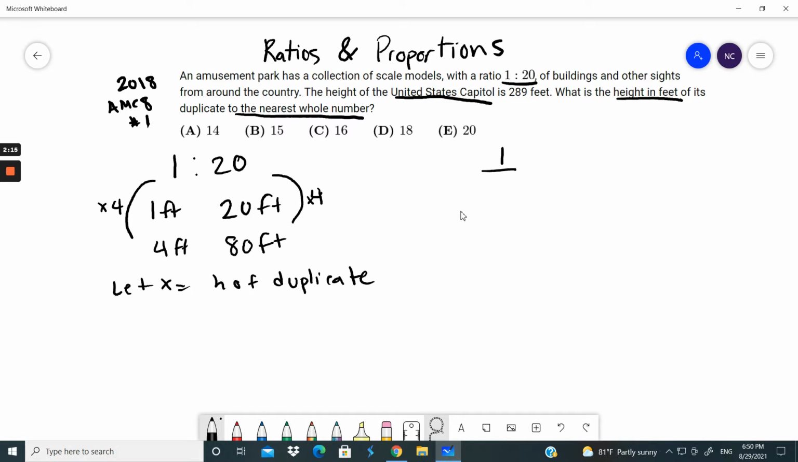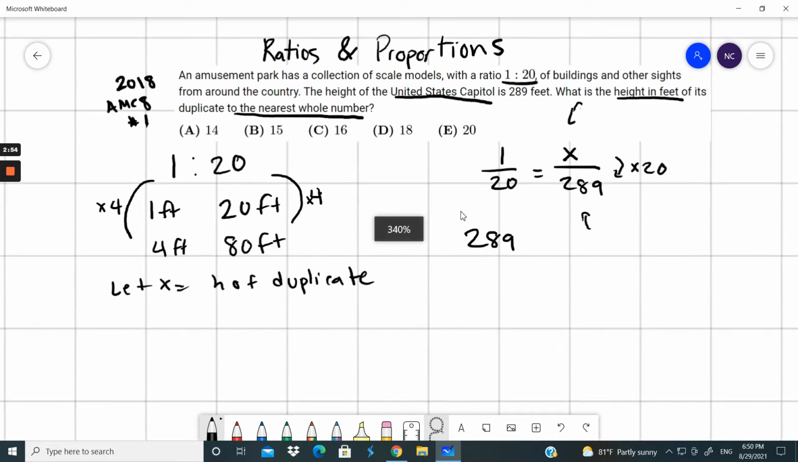The ratio of 1 to 20 is going to be equal to the ratio of the height of the duplicate to 289 feet. Why? This is going to be the height of the scale model, and this is the height of the real thing. Given that it follows this ratio of 1 to 20, this would mean that x must be 20 times less than 289, and 289 is 20 times greater than x. So what we do after this is cross multiply. We multiply 289 by 1 to get 289, and multiply 20 by x to get 20x.